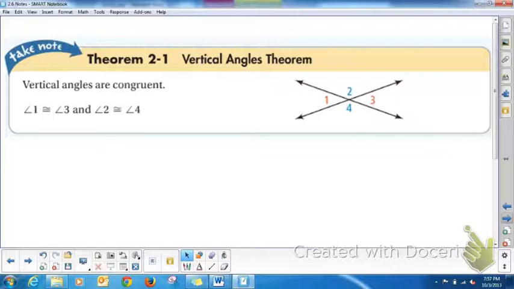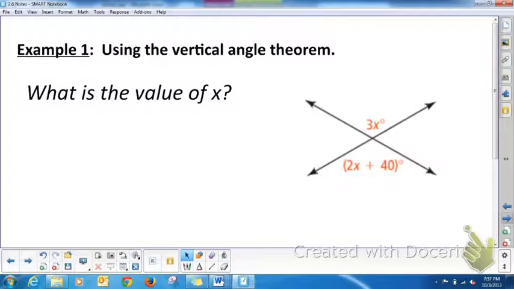V. Vertical angles. So we discussed this theorem back in chapter 1, but it's officially introduced here in this chapter, in this section. Please write this down on your note template. Vertical angles are congruent. We're going to prove this in class on Monday. We're going to use the vertical angle theorem. We've done some practice in class together.